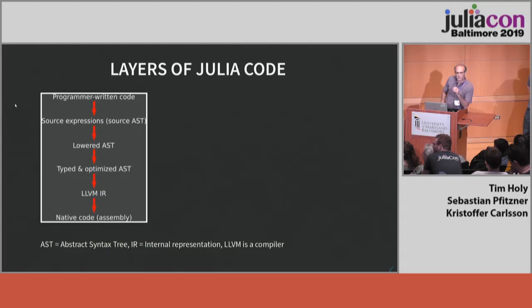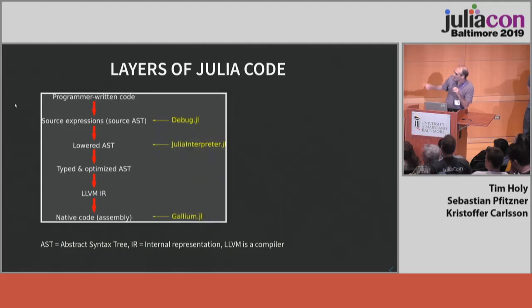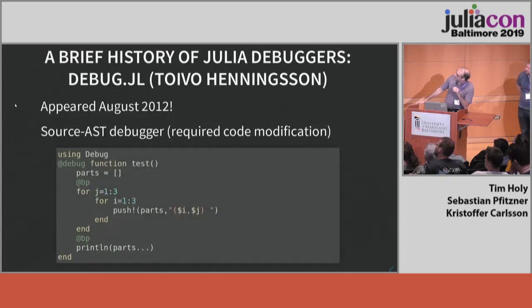And perhaps unsurprisingly, over Julia's history, there have been several projects writing debuggers, and they have targeted different levels of this hierarchy. The oldest of these is a debugger called debug.jl. It was written by Toivo Henningsen. It appeared within a few months of Julia bursting onto the public scene, and it was a wonderful tool at the time.